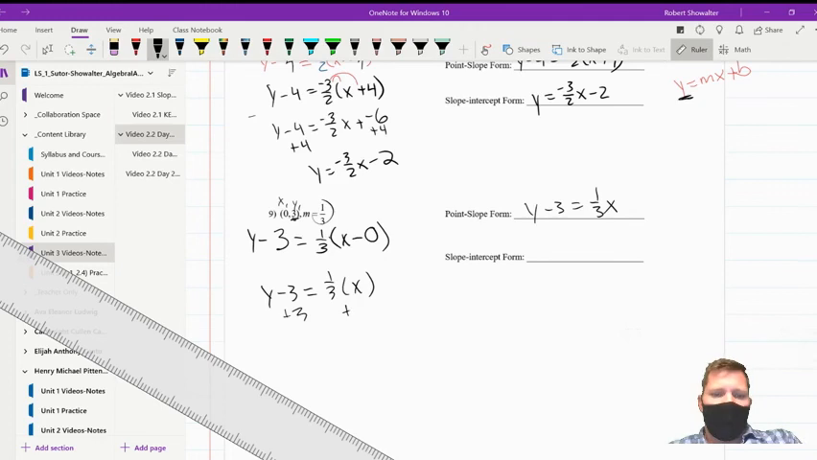We're going to add 3, y equals 1/3 x plus 3. And then, boom, there we go. We have two different representations of the same exact line.